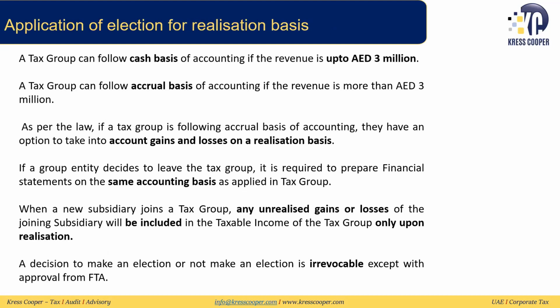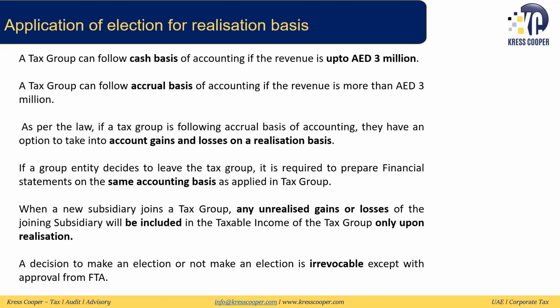A tax group, like an individual company, if it has revenue up to 3 million, can follow the cash basis of accounting. Here we will look at the tax group as a whole. Same for accrual basis, we will be looking at the tax group as a whole. If they have a revenue of more than 3 million, then they need to apply the accrual basis. If a tax group is following the accrual basis, they have an option to take into account the gains or losses on a realization basis. The option is irrevocable and can only be reversed with the approval of the FTA.